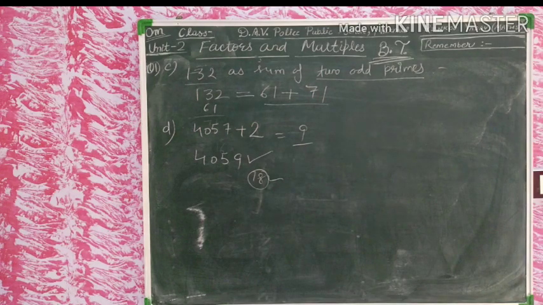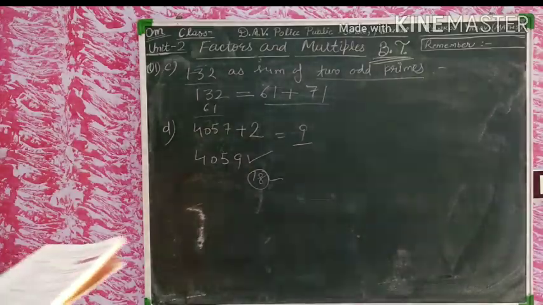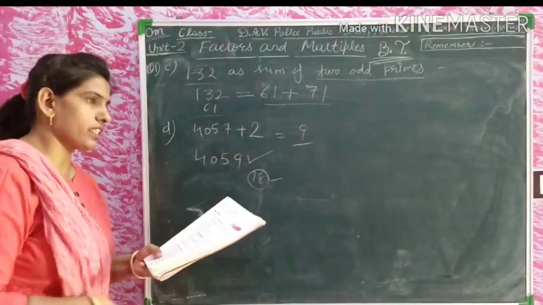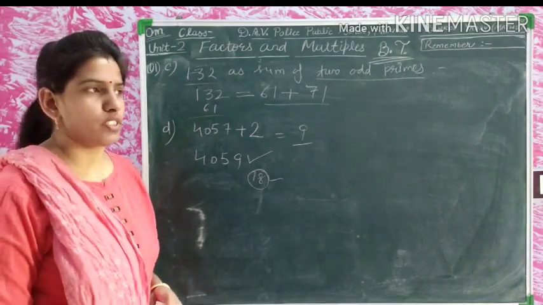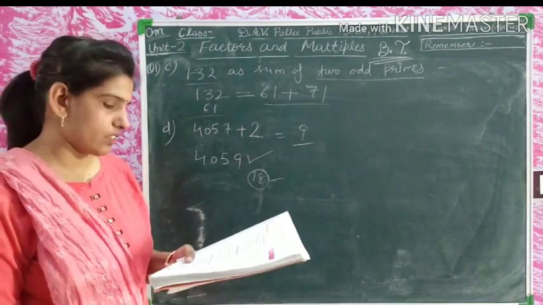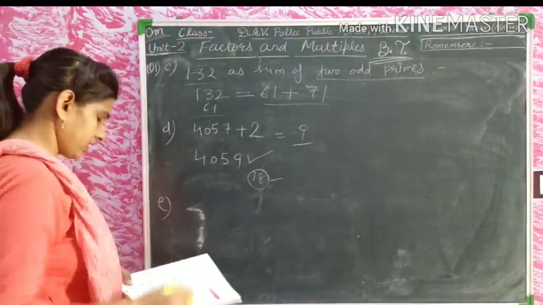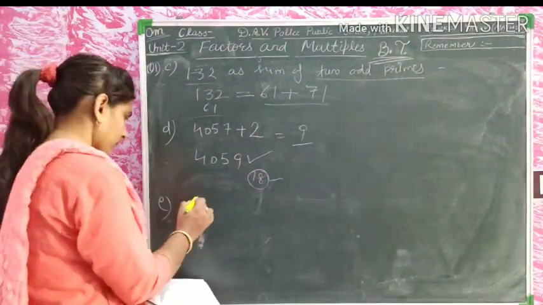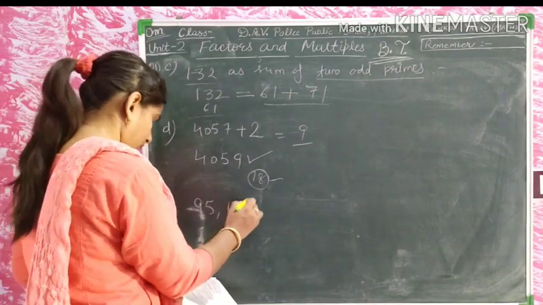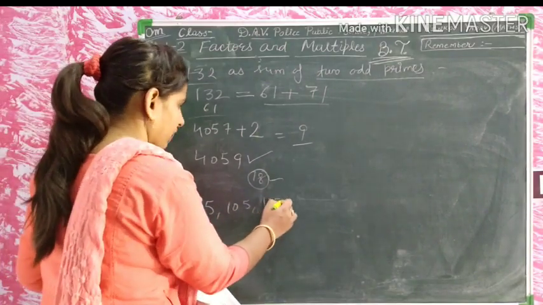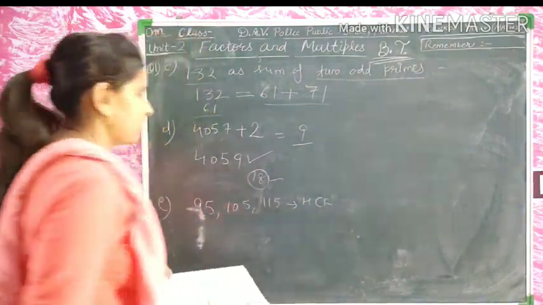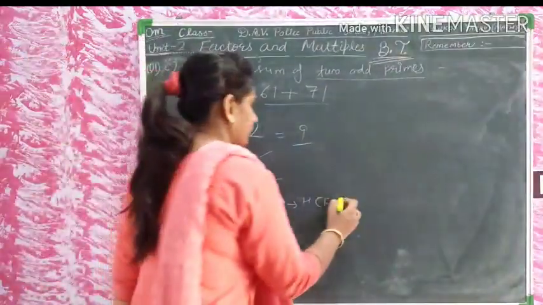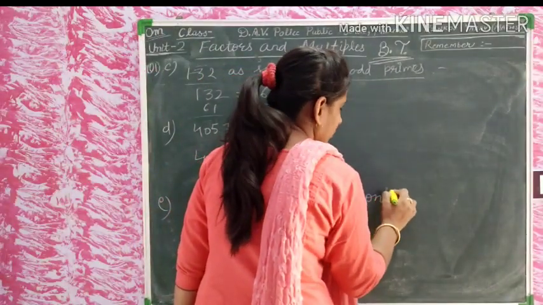Now students, we are doing part E, and in part E it asks to find the HCF by the continuous division method. By the continuous division method we have to find the HCF. So part E is 95, 105 and 115. Find the HCF. For HCF, the method is the continuous division method.